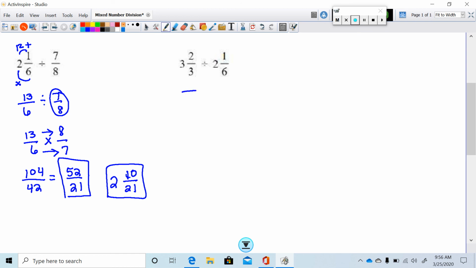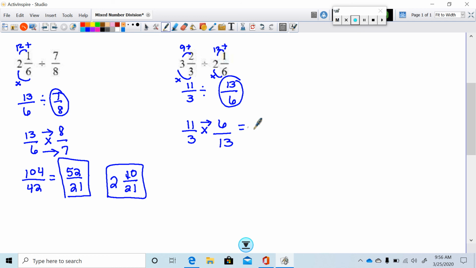Okay, the next one, keep your denominator of 3, multiply. 3 times 3 is 9, add. 9 plus 2 is 11. We're going to divide by, keep the denominator, multiply. 6 times 2 is 12, add. 12 plus 1 is 13. Keep the first fraction, change division to multiplication, flip the second fraction. Keep, change, flip. 11 times 6 is 66, and 3 times 13 is 39.